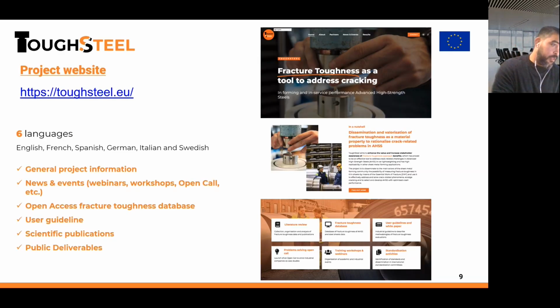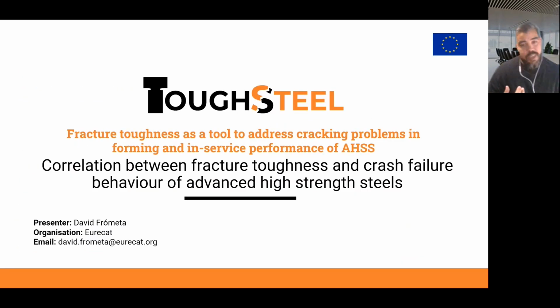Okay, and well, this was the aim of my first part of the presentation. Now that we have put in some context what ToughSteel is, and why we think that this fracture toughness approach can be beneficial to the sheet metal sector, we can move to the second part of the presentation, the second presentation of today, in which I will talk a little bit about the relationship between the fracture toughness and the crash failure behavior of advanced high-strength steel sheets, or how these fracture toughness measurements can be used to better understand the fracture performance of high-strength metal sheets.